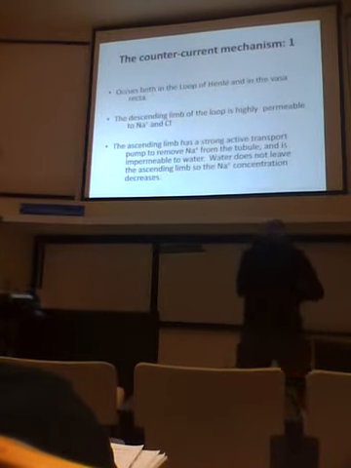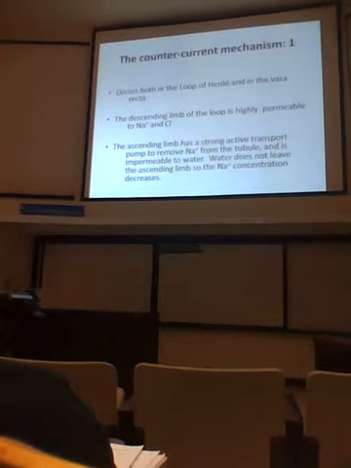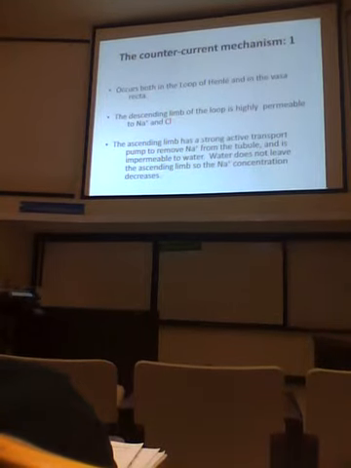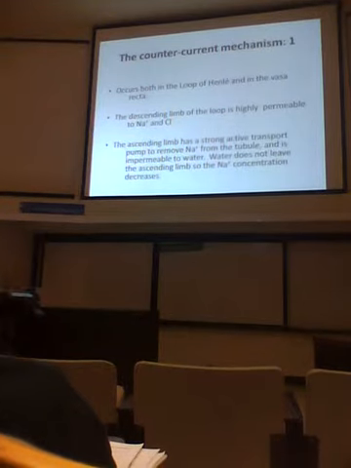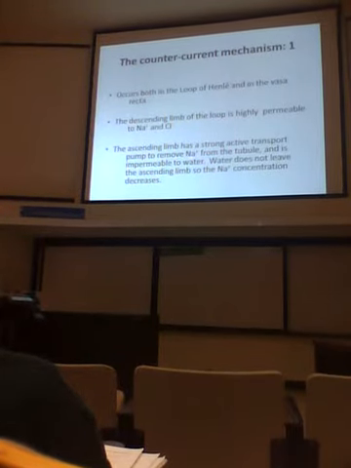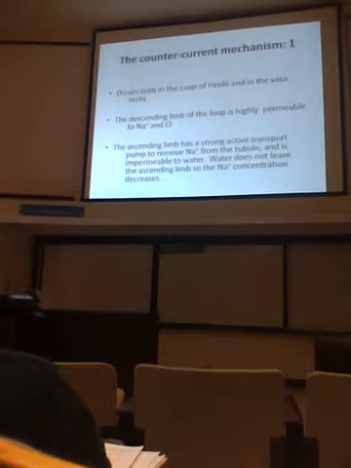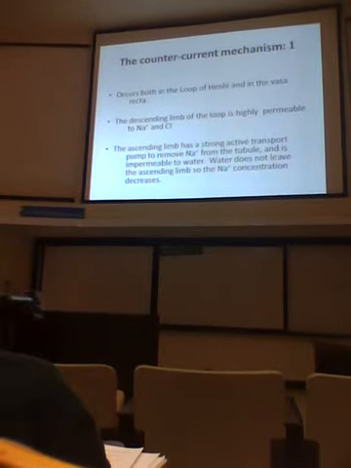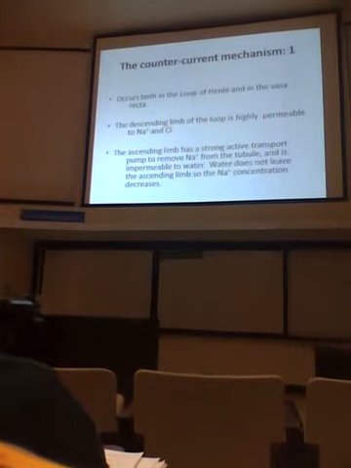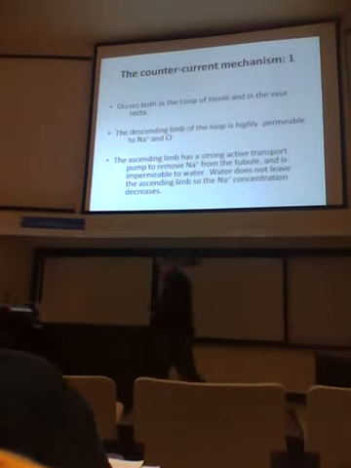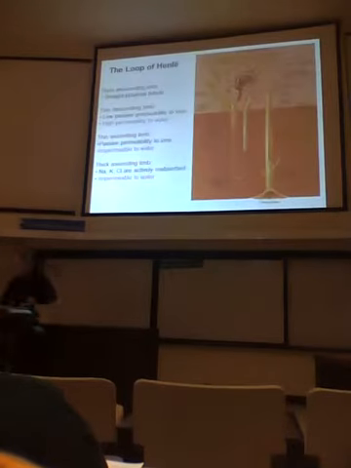This is just the statements. The descending limb of the loop is highly permeable to sodium and chloride. The ascending limb has a strong active transport pump to remove sodium from the tubule and is impermeable to water. Water does not leave the ascending limb, so the concentration decreases. So let's see what that means on this picture here.